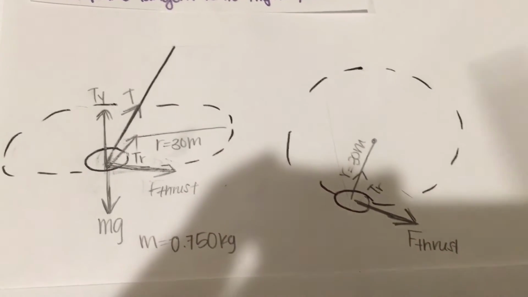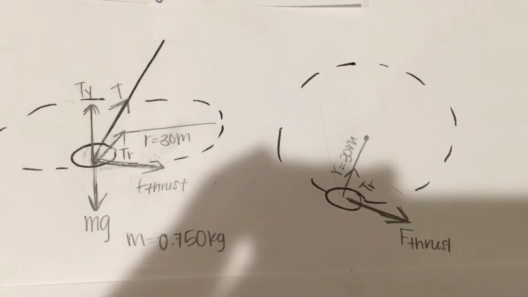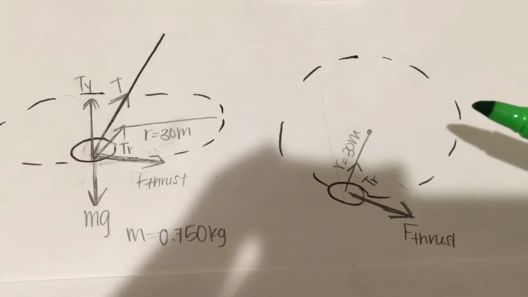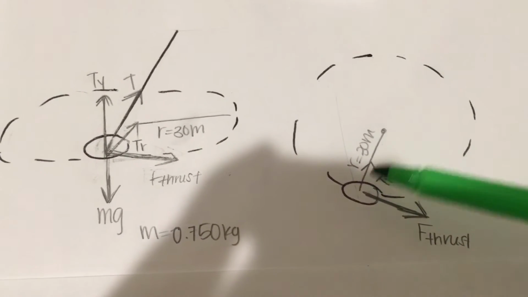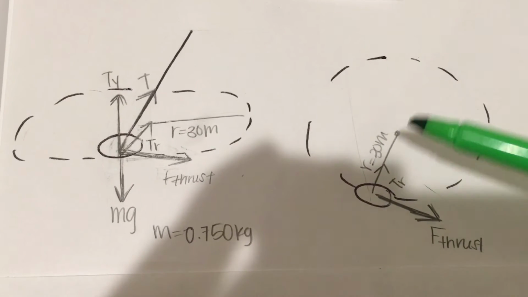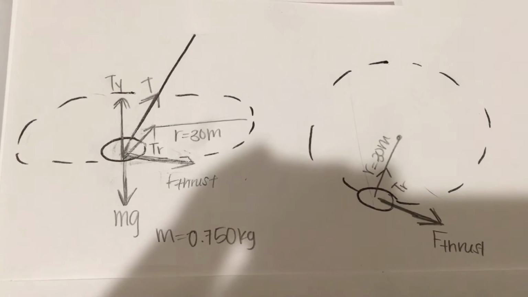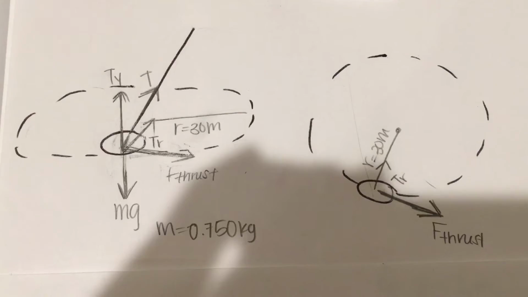And then I also labeled the radius. This is the view from either the top or the bottom, with the thrust and the radial component of tension, and I also labeled the radius of the airplane's flight path.